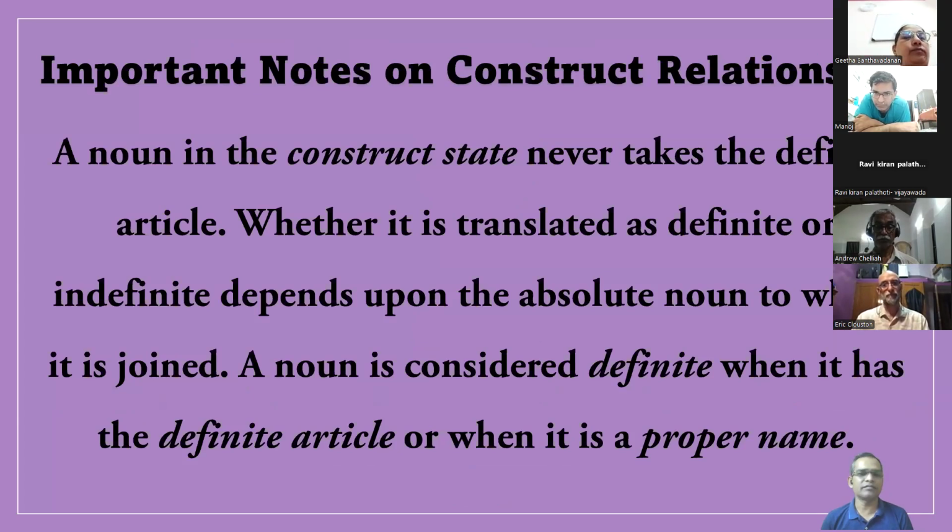Ben David, the son of David. So based on the absolute state noun, the definite article is placed for the construct state noun. A noun is considered definite when it has the definite article or when it is a proper noun. So when the absolute noun is carrying a definite article, then the construct state translation also should carry the definite article. If there is a proper noun in the absolute state, then proper nouns will not carry a definite article, but in the translation of the construct noun, the definite article should be shown.